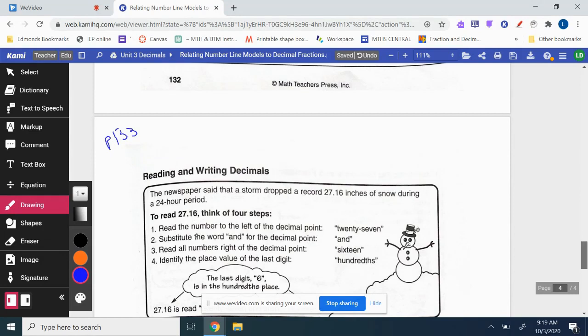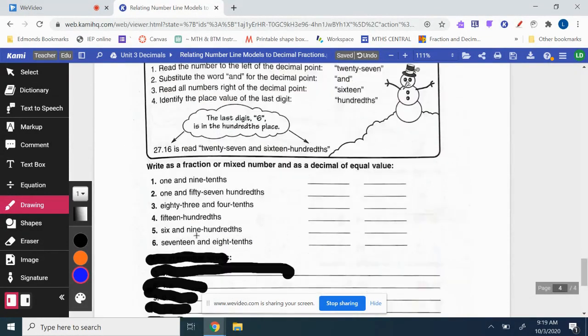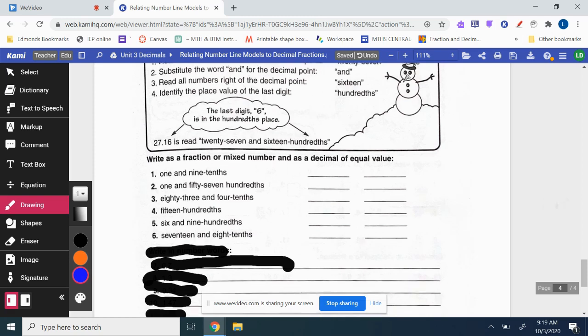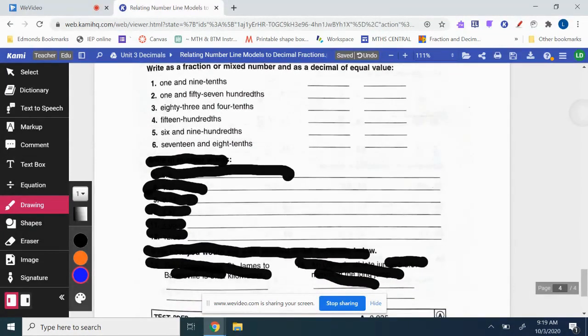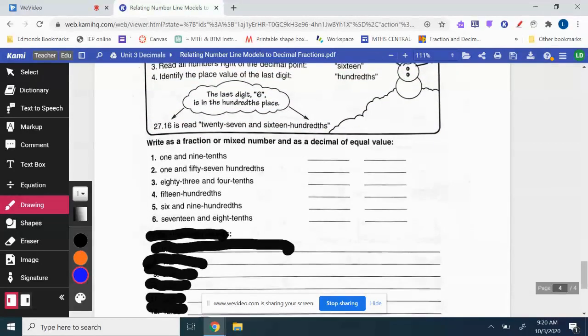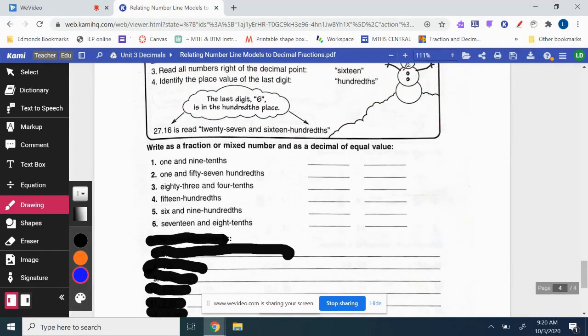Reading and writing decimals. So again, I want you guys to be comfortable when you read a word that you can write it. The second part of the worksheet that we're not doing, they had you guys write the word, and that's just too much for us today. So they want you to write as a fraction or decimal, or sorry, and a decimal. So 1 and 9/10, and 1 and is the decimal, 9/10.